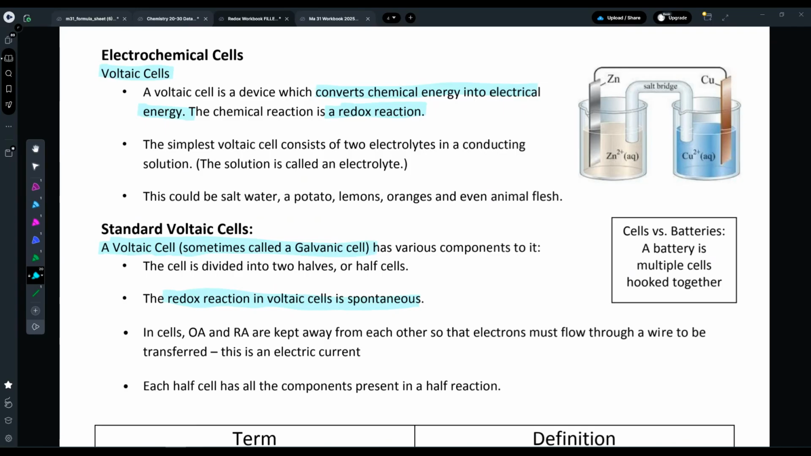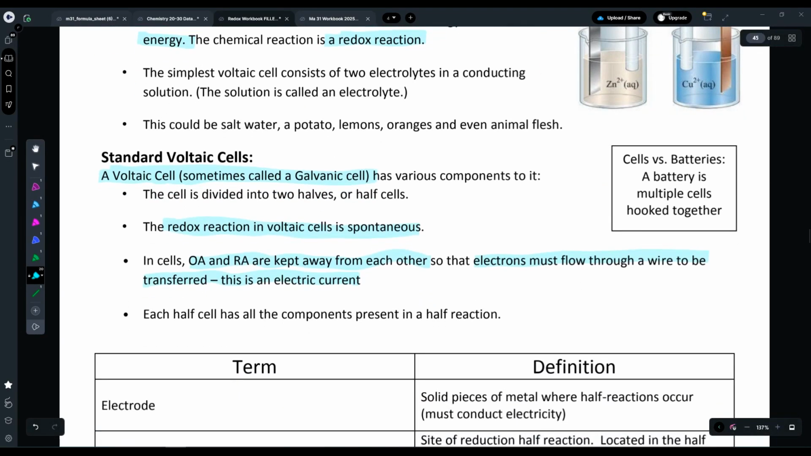Now, in Voltaic cells, the OA and RA are kept away from each other, and that's so that you basically force the electrons to flow through a wire to be transferred, and the movement of electrons through the wire generates an electric current. Okay, so the reaction is spontaneous and it generates an electric current, or it generates electricity. Now, each half cell has all the components present in a half reaction.